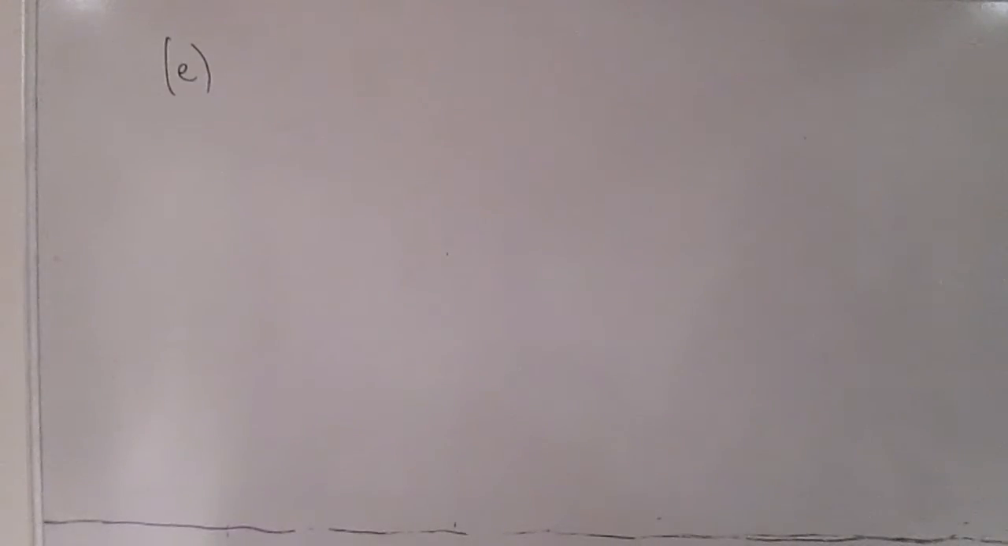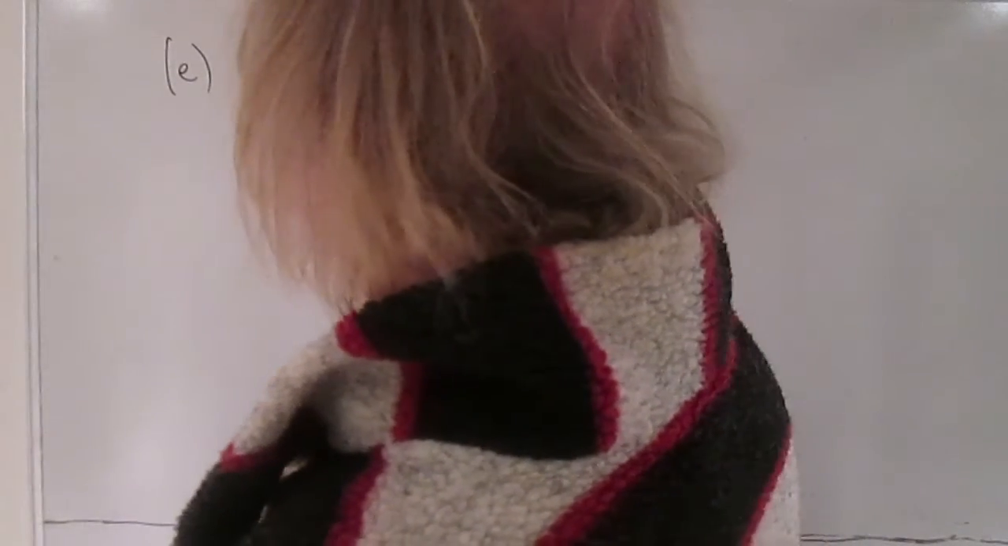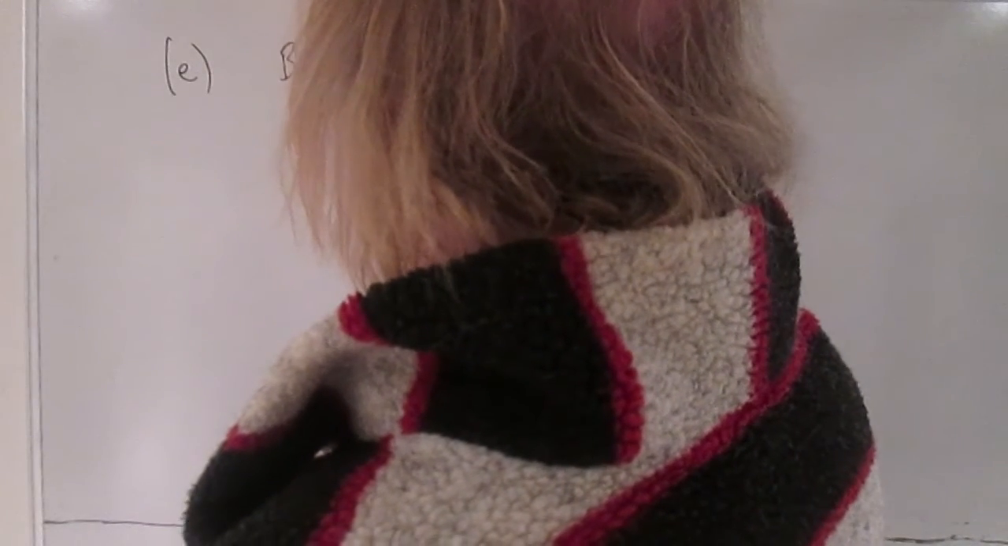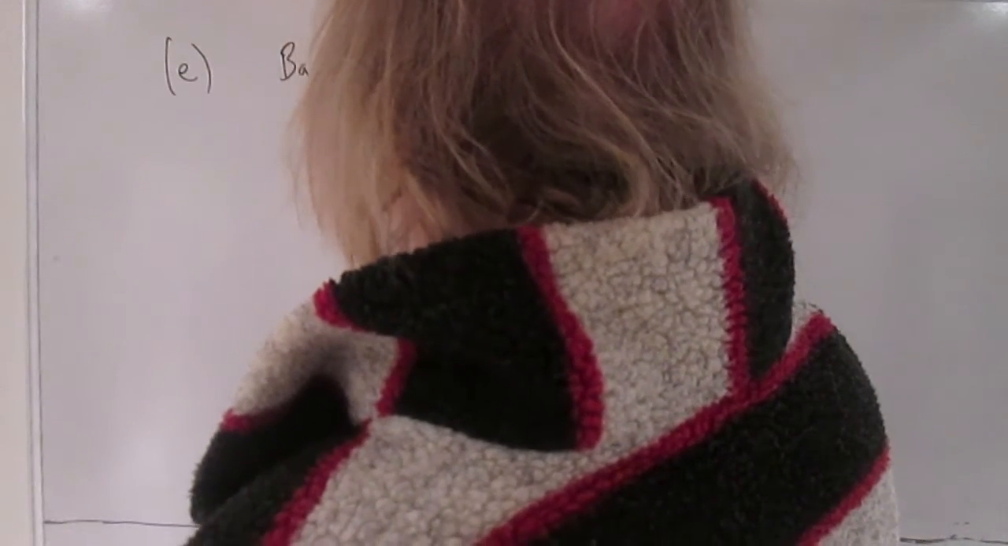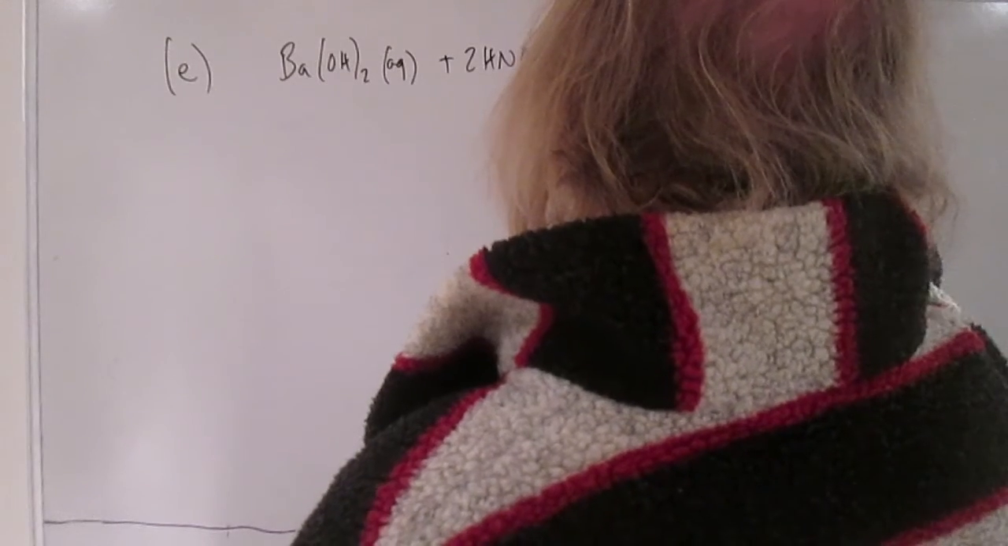So next in part E, it asks us for an ionic equation for the reaction. So starting with the full equation, which we've already got, we've got barium hydroxide plus nitric acid gives you barium nitrate plus water.